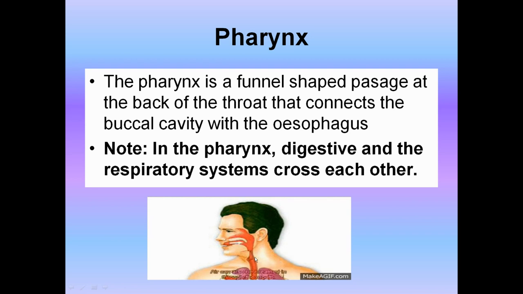So the pharynx is a cross point of the digestive and respiratory systems. You have to learn and memorize this because it can be asked in MCQ. The pharynx is a cross junction between the digestive and respiratory tracts.